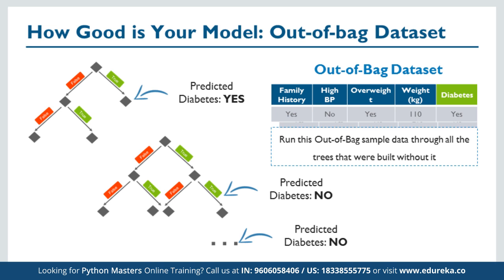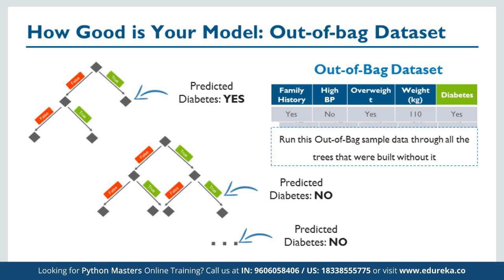Now we'll compare these predictions with our actual values, and whatever right predictions have been made, that becomes the accuracy of the model. And of course, here also you'll take care of your precision, recall, F-score, and other metrics. But for simplicity, I'm just taking the example of accuracy only. These are called the out-of-bag data set.